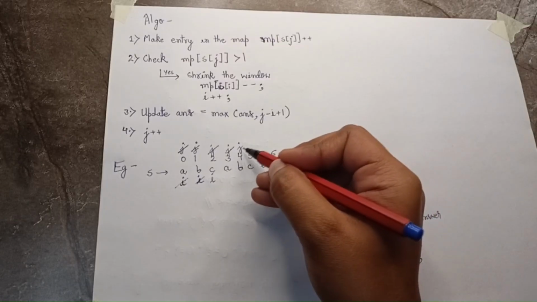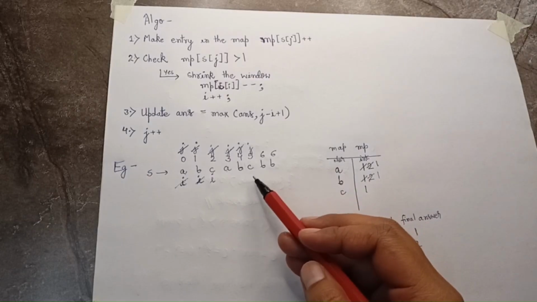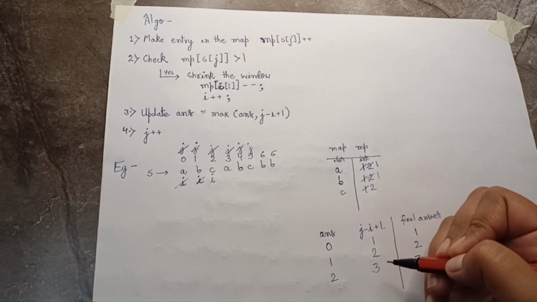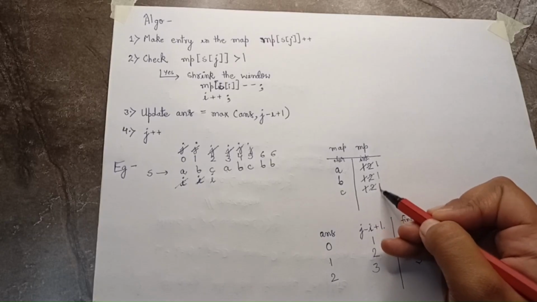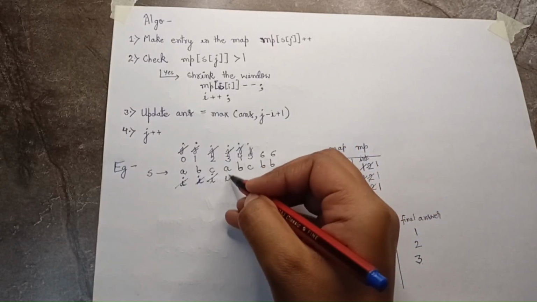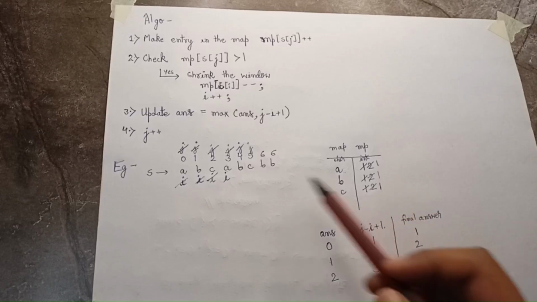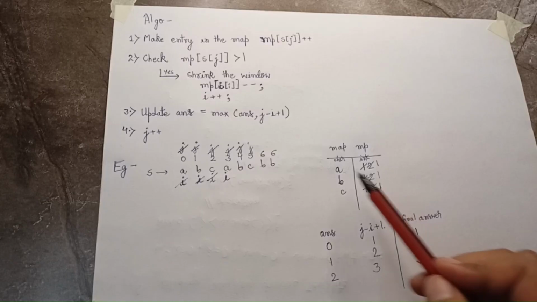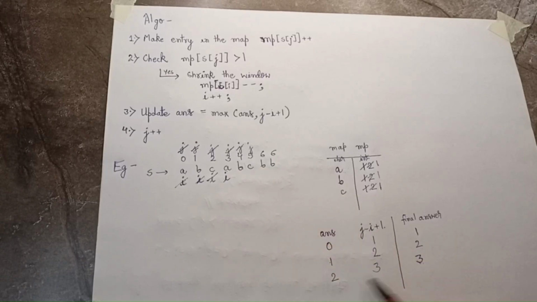Let's get further. Now j will point to the fifth location, that is c. Now we'll make an entry of it. Now it's 2. Again it's greater than 1. Let's shrink the window. First we'll decrease its frequency and shrink the window here. Now again check, is MP of S of j greater than 1? See, no, it's not greater than 1. So we have all unique elements in this. So it is also of length 3. So the answer still remains 3. No need of updating it.